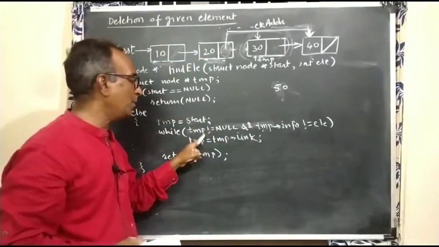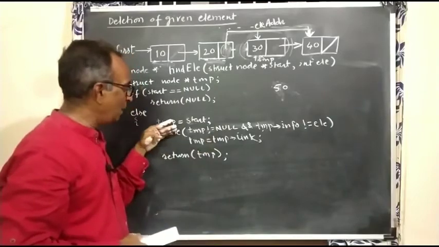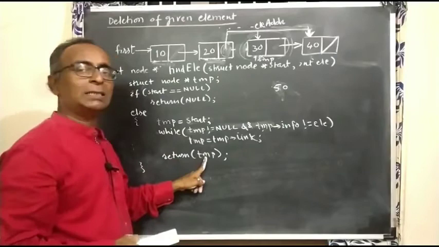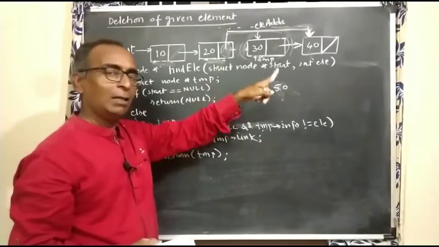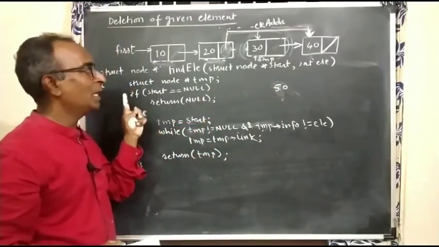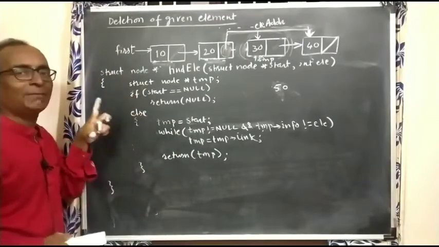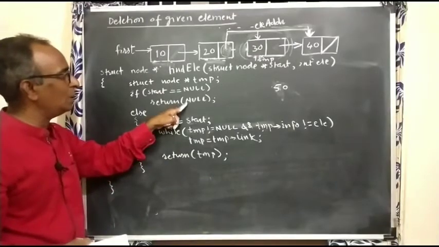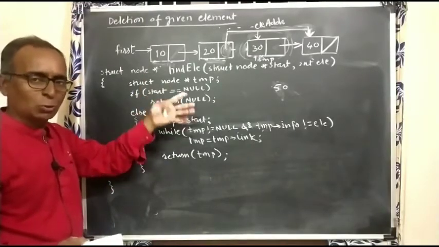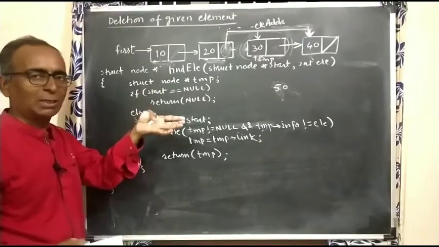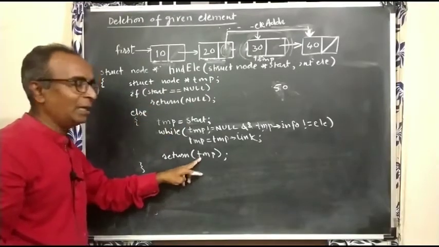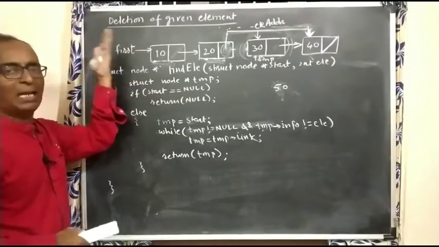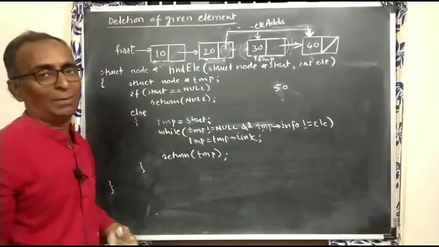This condition will be false in that case. It will come out of this loop. In that case also, what is temp's value? Temp is null. So null will be returned. Now when null is returned, what does it mean in find element? The element is not found. Here also it is returning null. The element is not there. Linked list is empty means the element whatever you are searching is not there. And if the element is not there, when you return temp, if it returns null, that means the element is not there. We are assuming that in the caller, right?